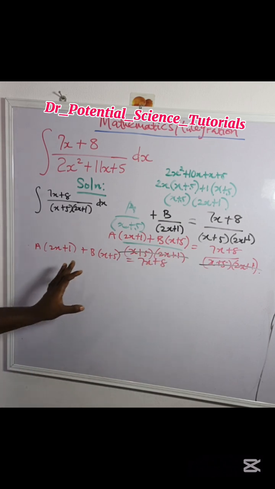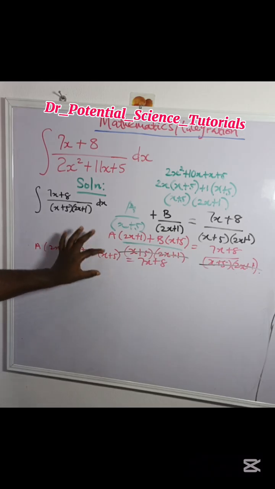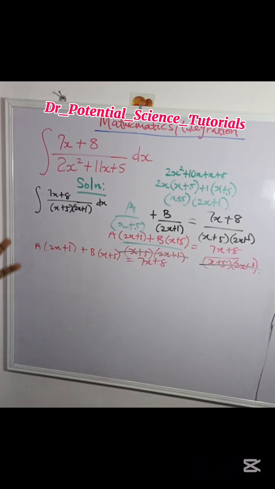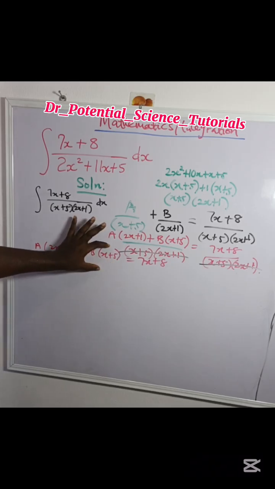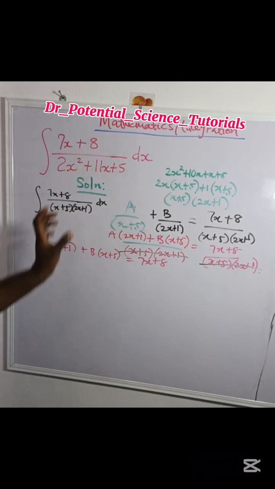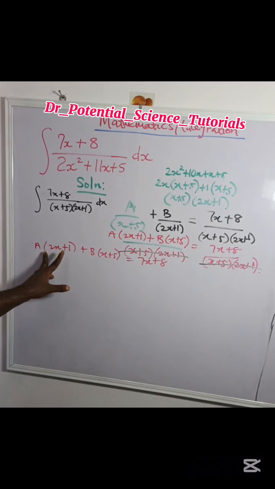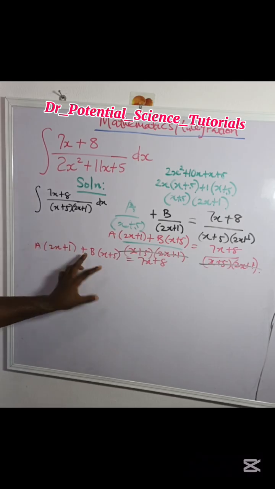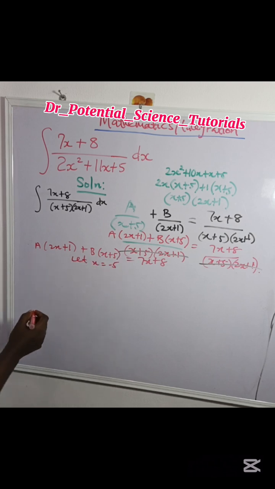Now we are going to imagine a value for x such that one of these will cancel out. For example, if you assume x to be minus 5, plus 5 is 0, B times 0 is 0, so this will go out, then we are left with this, and we can solve for A. The other way around, x will be minus half, so that this function can go, then we can solve for B. So let's start. Let x equal minus 5.